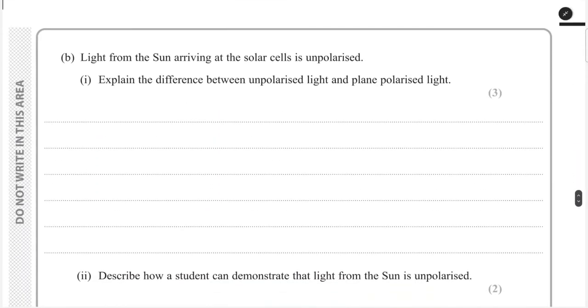Now for part B1, we are given the difference between unpolarized light and plane polarized light. You need to remember these definitions. Unpolarized light is where vibrations are in all directions or all planes. And for plane polarized light, the vibration are all in one plane, and that plane includes the direction of motion. A plane is basically any 2D surface. This can be a paper.